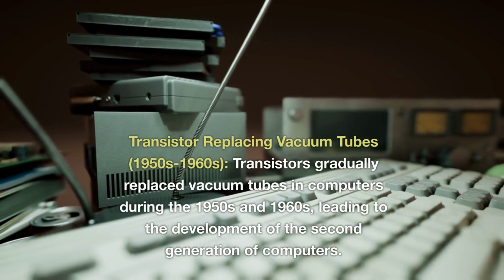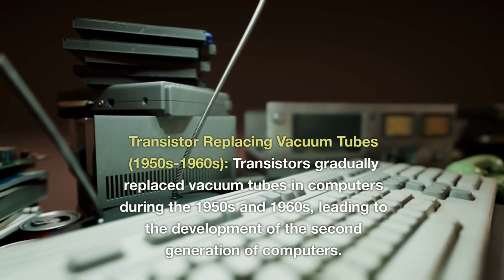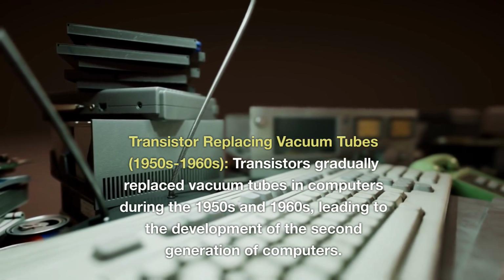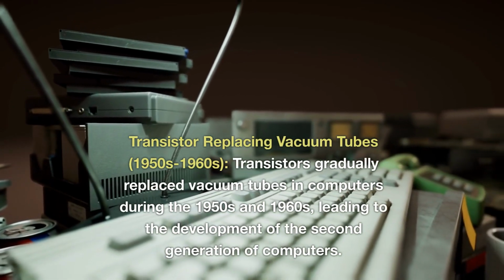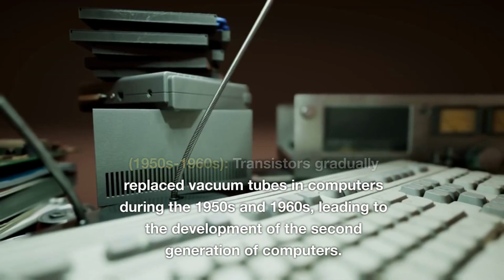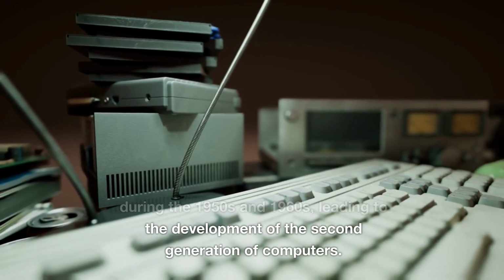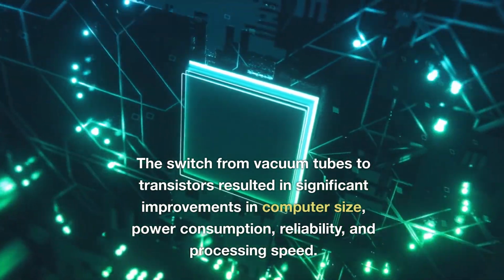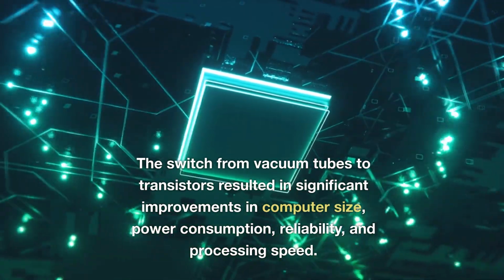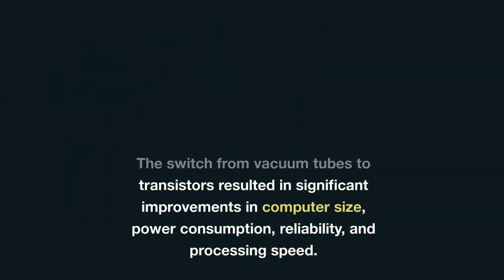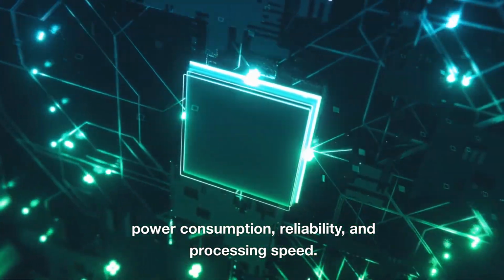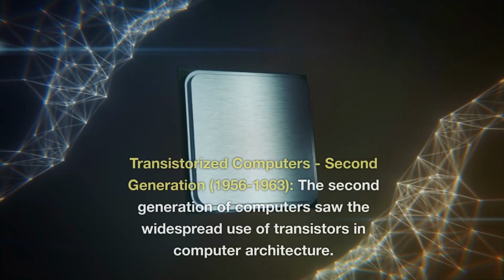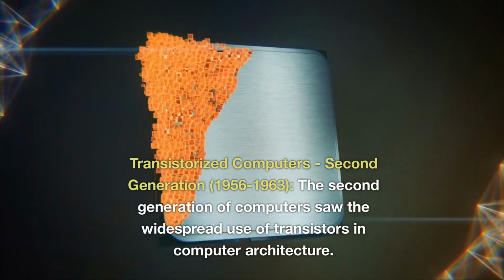Transistors replacing vacuum tubes, 1950s-1960s. Transistors gradually replaced vacuum tubes in computers during the 1950s and 1960s, leading to the development of the second generation of computers. The switch from vacuum tubes to transistors resulted in significant improvements in computer size, power consumption, reliability, and processing speed.